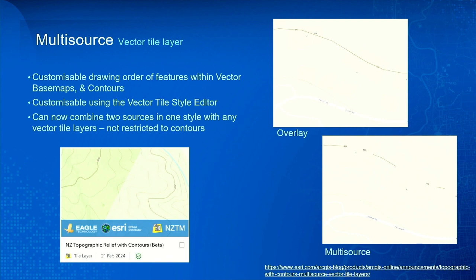So instead of it being draped on top of everything, we can put it under the roads, under the buildings, but on top of everything else. And it is something that you can do with your vector tiles as well, including, and then in combination with, our base maps, for example.